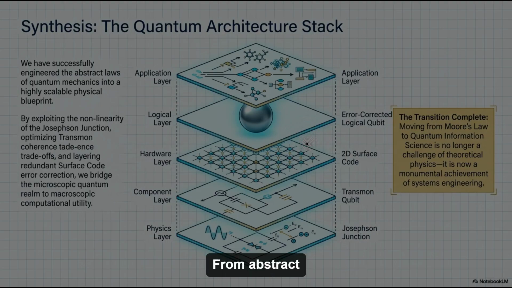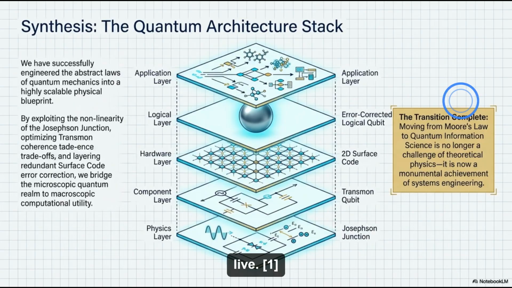Okay, let's tie it all together. 5 layers, from abstract quantum mechanics down to a working computer. Walk us through it one more time. The bottom is physics, the Josephson junction. Then the component layer, the transmon itself. Above that, the hardware layer, the 2D surface code. Which gives us logical qubits. Error-corrected and stable. And on top, the application layer where drug discovery, cryptography, optimization all live.